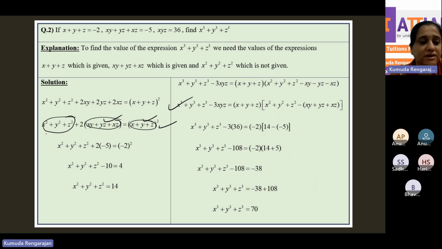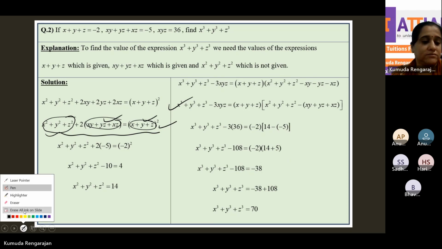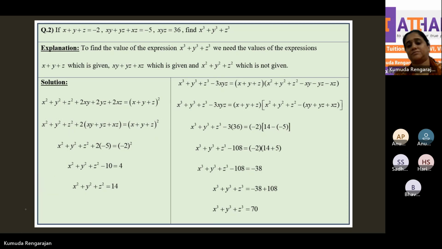So here this identity has 3 expressions. Now in this also you want to find one. No, you should know the remaining 2. You should know the values of the remaining 2. So this is the idea. Now you should tell me where I have to explain.